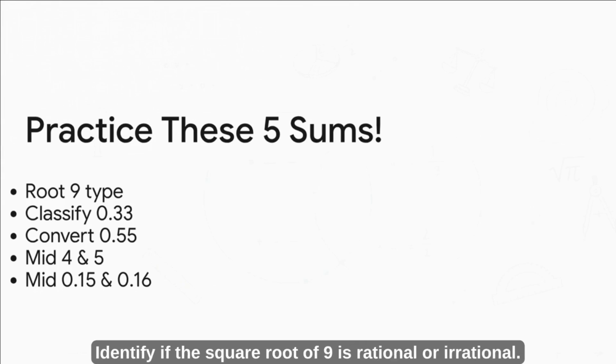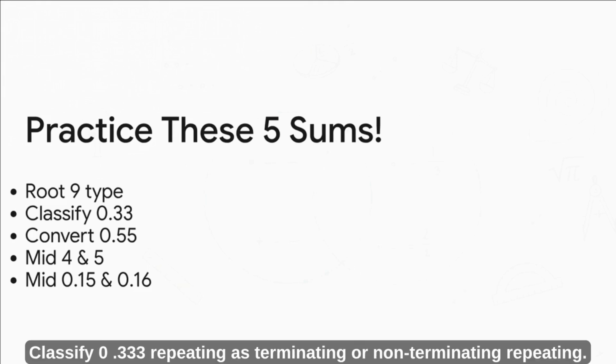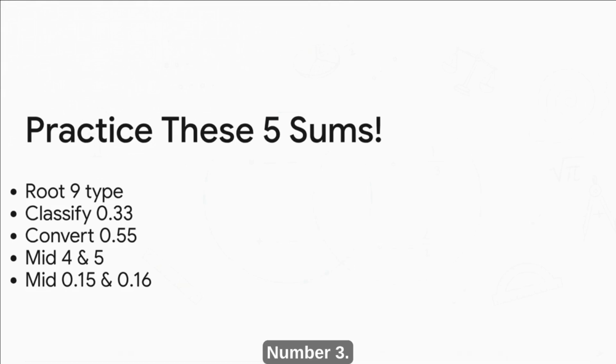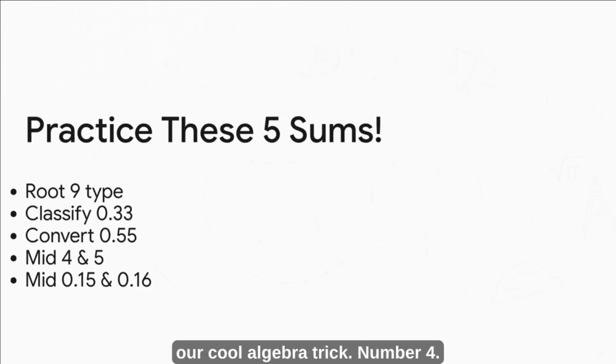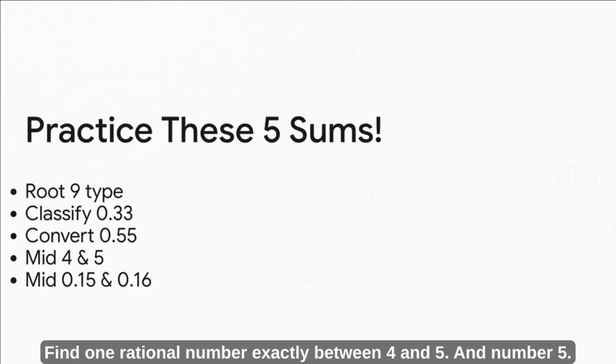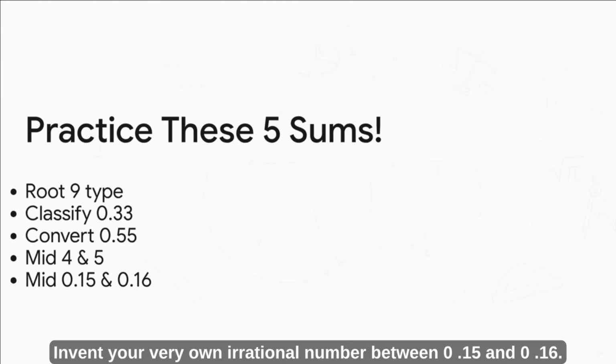Number 1, identify if the square root of 9 is rational or irrational. Remember the root trap we talked about. Number 2, classify 0.333 repeating as terminating or non-terminating repeating. Number 3, convert 0.555 repeating into that P over Q fraction form using our cool algebra trick. Number 4, find one rational number exactly between 4 and 5. And number 5, invent your very own irrational number between 0.15 and 0.16.